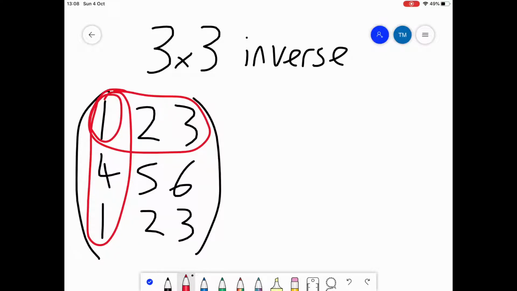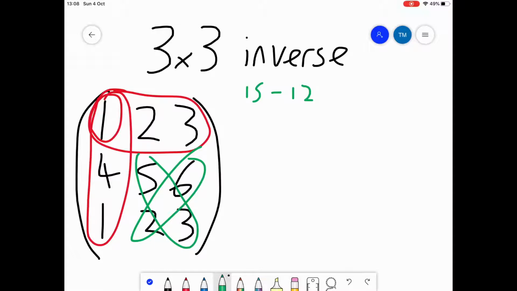Now what we want to do is find the determinant of this 2x2 matrix that's left behind. So we do 5 times 3, which is 15, minus 6 times 2. The way you do a determinant is AD minus BC. So we're going to do 5 times 3 minus 6 times 2. And that's going to be the top left number of our inverse. So we have 15 minus 12.